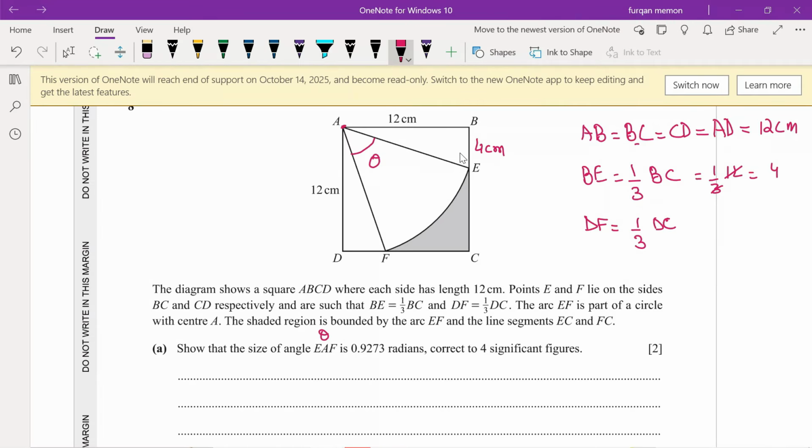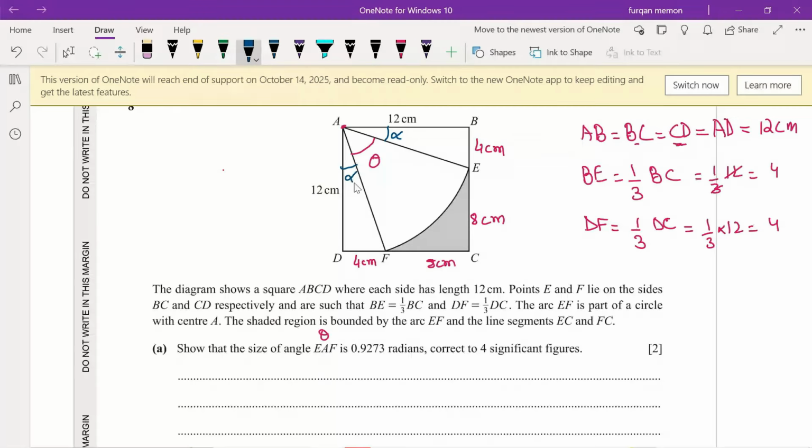BC is 12 centimeters and BE is 4 centimeters, so this one is 8 centimeters. Similarly, DF is equal to 1/3 times BC. BC is 12 centimeters, so 1/3 times 12 is equal to 4. So this one is 4 centimeters and this one is also 8 centimeters. And these are the radii from A to E and A to F. The approach we are going to use is to find this angle alpha, and this angle is also alpha.